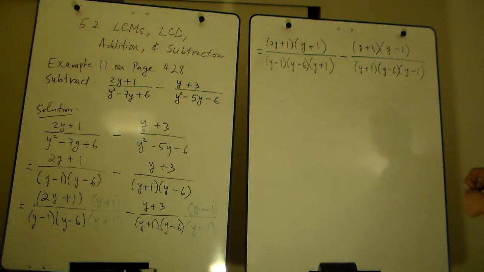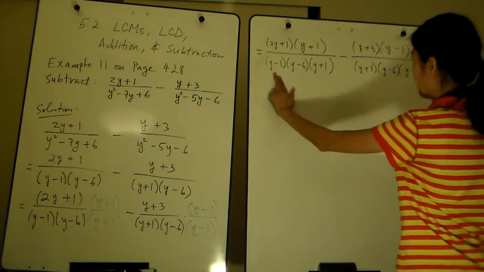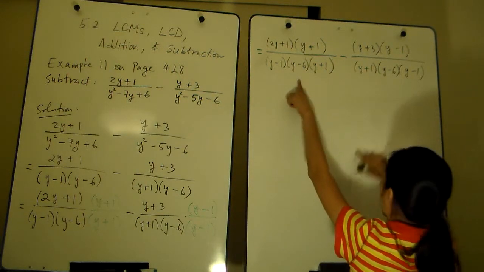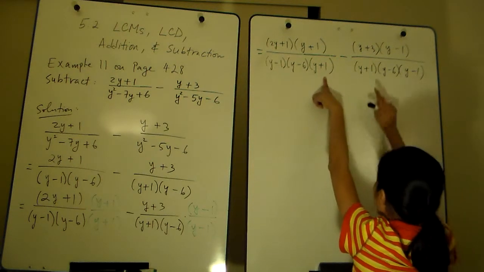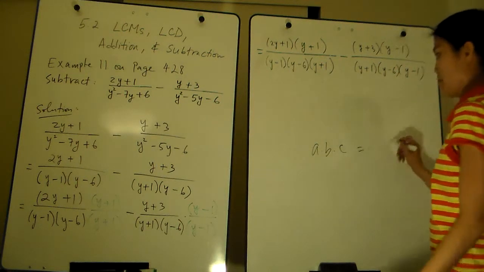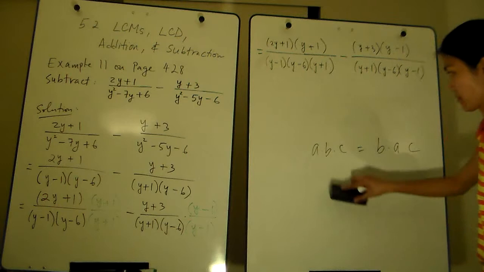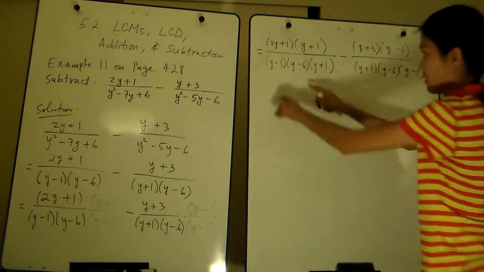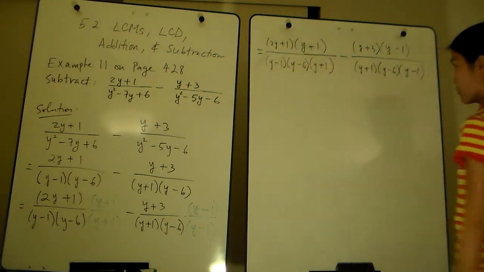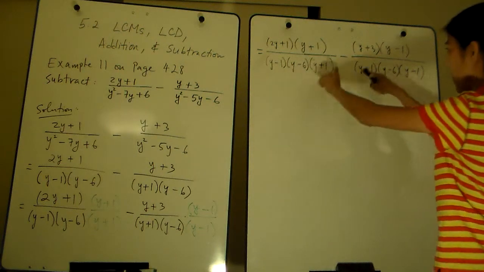Okay? Now you see, you actually have two fractions with the same denominator. Let's check. This is y minus 1 factor. Yep, it has y minus 1 factor right here. This is y minus 6. Yes, it has it as well. This is y plus 1. Yes, it has it as well. So you can write it in a different order, just like a times b times c is still the same as b times a times c. For all three factors, the order does not matter. The denominator of this fraction has all the factors that the denominator of the second fraction has as well. That means both fractions have the same denominators.